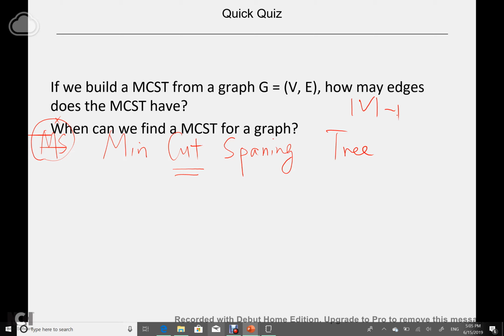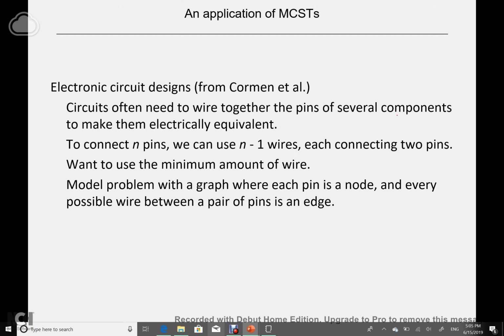When can we find a minimum spanning tree for a graph? We say this graph should have weights, right? If there's no weight, can we do that? In that case, you can find a spanning tree using BFS or DFS, right? But it's hard to claim that it is the minimum. You can find a spanning tree and treat it as the minimum, but usually the graph should have weights, at least, or else it makes no difference.